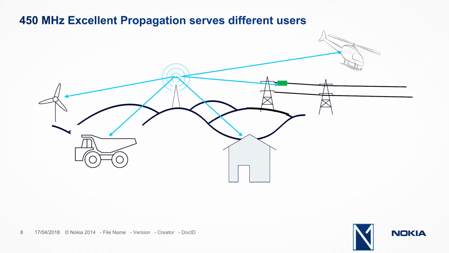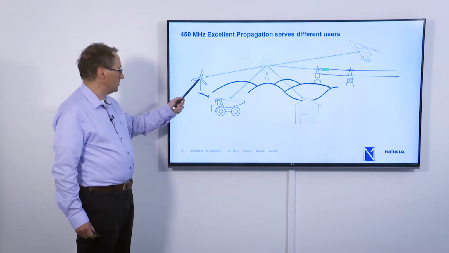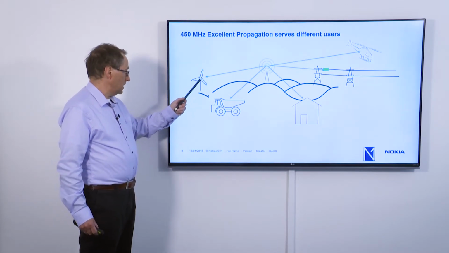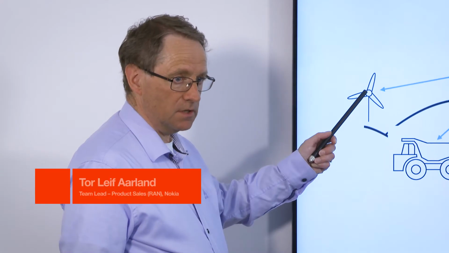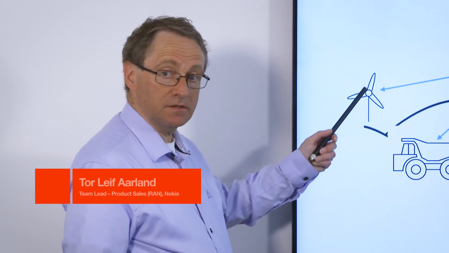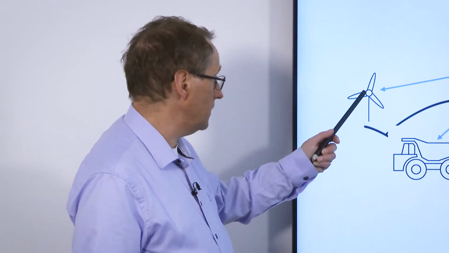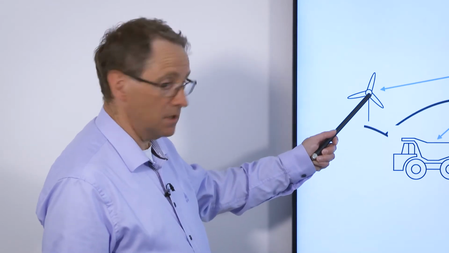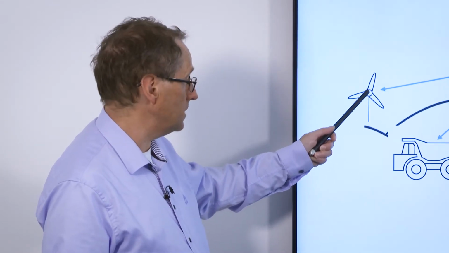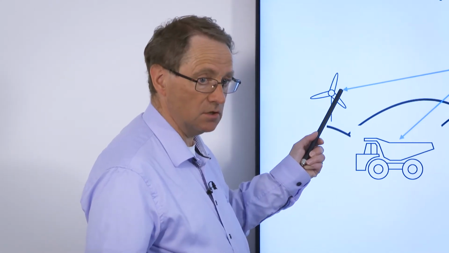So for 450 MHz, it has excellent propagation for different uses. Let's say you would like to survey a windmill with IoT. You would like to verify that the generator is running, the power it generates is fine, frequency, phase. You may survey the bearings of the shaft and verify that it's not deteriorating. You can do preventive maintenance. You know in advance when something is starting to develop.